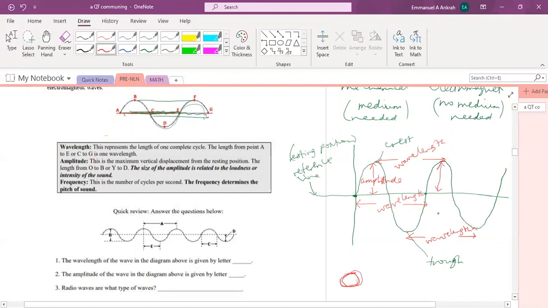All right. Now we can also have an amplitude from the maximum displacement down. That would also be an amplitude. So let's get rid of this one.